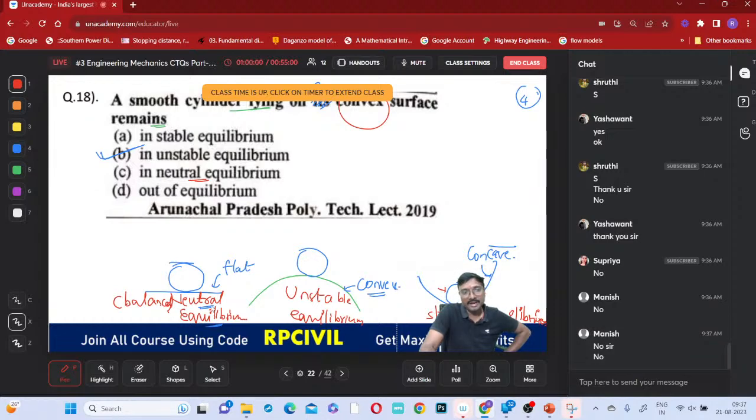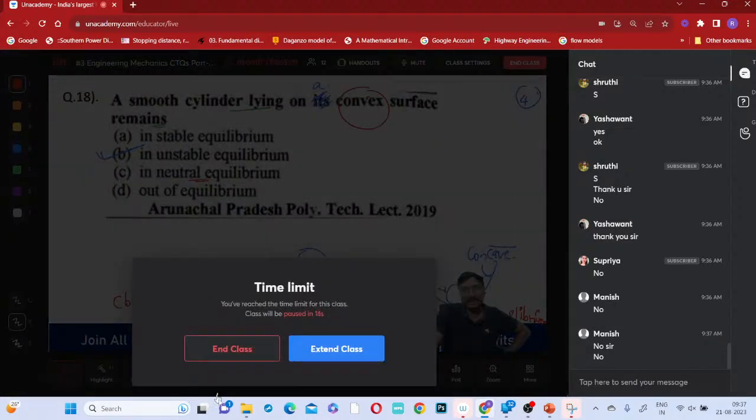Yes, it is called balanced equilibrium. Balanced equilibrium means all forces are balanced. There is no extra. There is no net value.